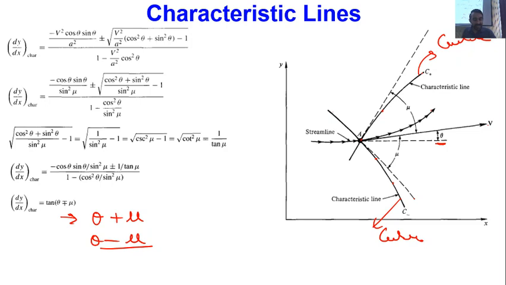So the line having positive slope is called the C positive characteristic line, and this is called the C negative characteristic line. And mainly the C positive characteristic line is for left running waves, and this is for right running waves.